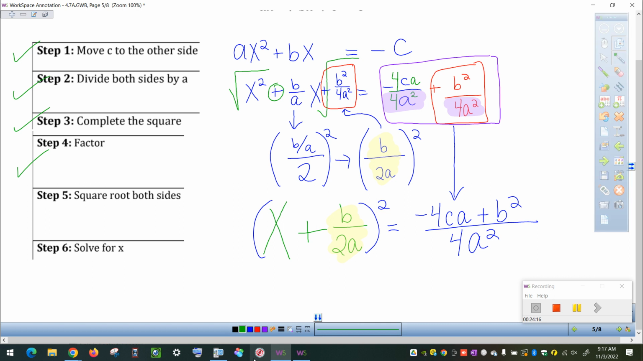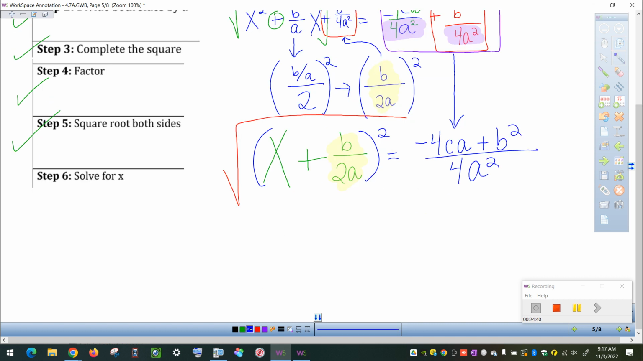Okay, so we're almost done. We are at the point of the completing the square process where we are ready to do the next step, which is to take the square root of both sides. When I take the square root of the left side, this is going to be really simple because it's just going to undo the squared symbol outside of the parentheses, and that's going to leave us with x plus b over 2a.